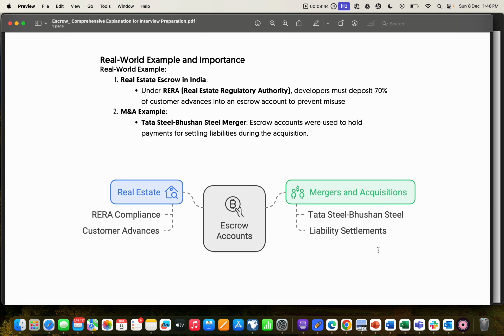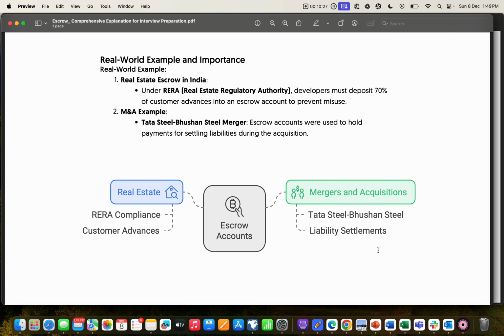This is a scenario we have taken from real estate under RERA, the Real Estate Regulatory Authority: deposit of 70% of customer advances in the escrow account to prevent misuse. RERA is something like, if you are into the real estate business, as a builder or property owner, when you enter the real estate market you need this certificate to do this business.